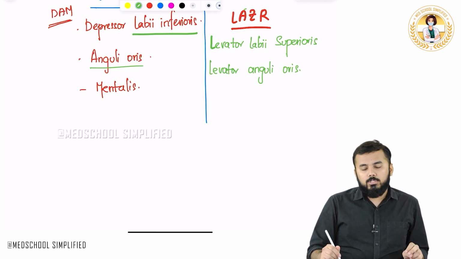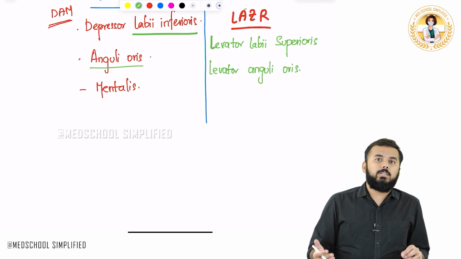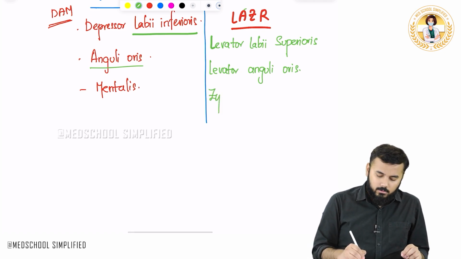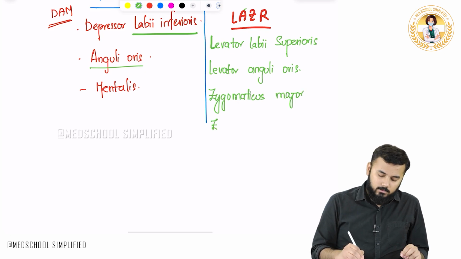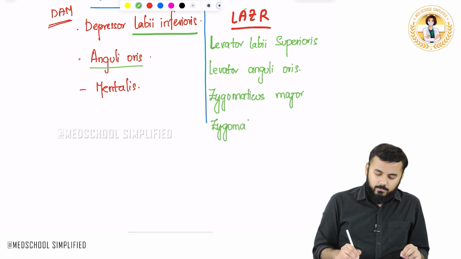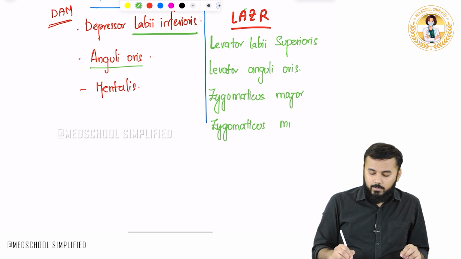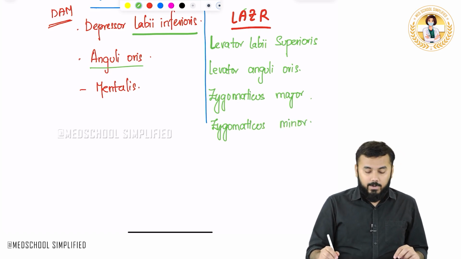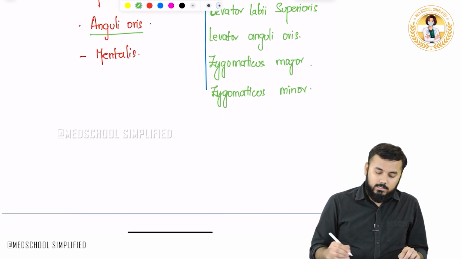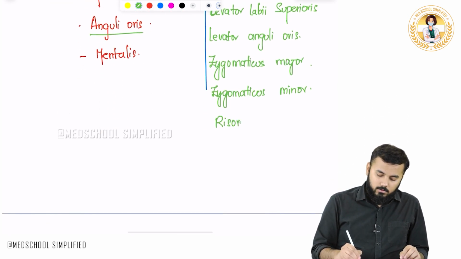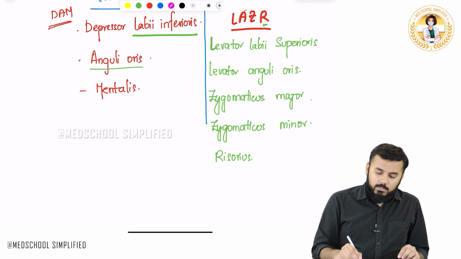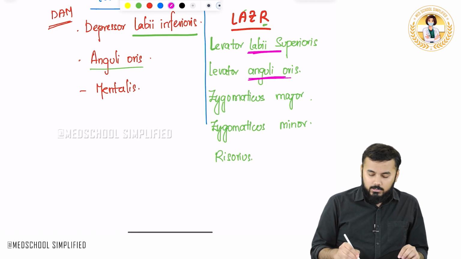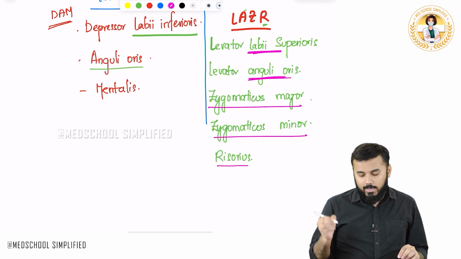Next, what does Z stand for? Zygomaticus muscle. There are two zygomaticus muscles, one is called zygomaticus major, another one is zygomaticus minor. And the last one is R. R stands for your risorius muscle. So, how many muscles are there? One is levator labii superioris, levator anguli oris, zygomaticus major, zygomaticus minor, as well as risorius.